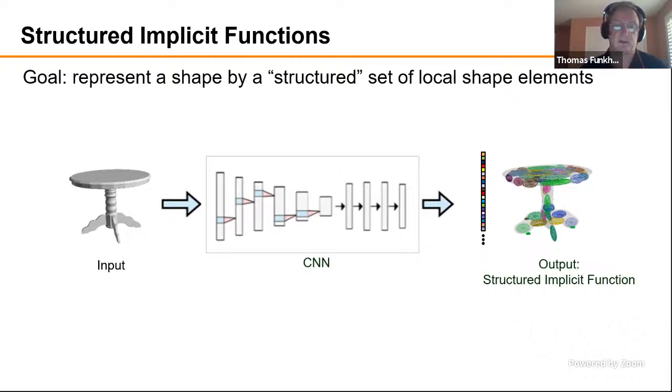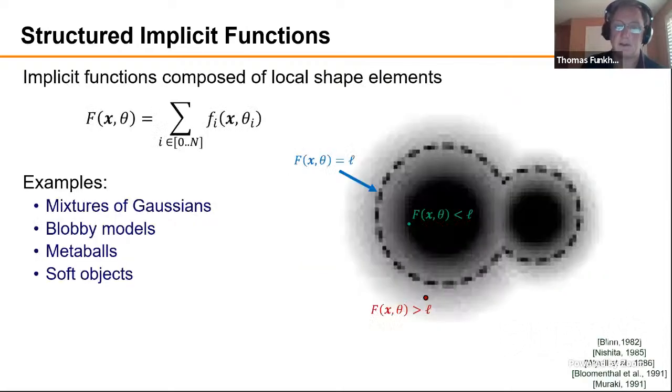In this particular project, the input was an image or a depth image or a 3D point cloud. It runs through a CNN and then outputs a representation, shown on the right, where the object is decomposed into local shape elements, represented by ellipsoids. Each feature vector that represents an object is an explicit representation of a shape, where each of the colored boxes corresponds to one of these ellipsoids in space. Again, the goal here was to decompose an object into local regions in a consistent way.